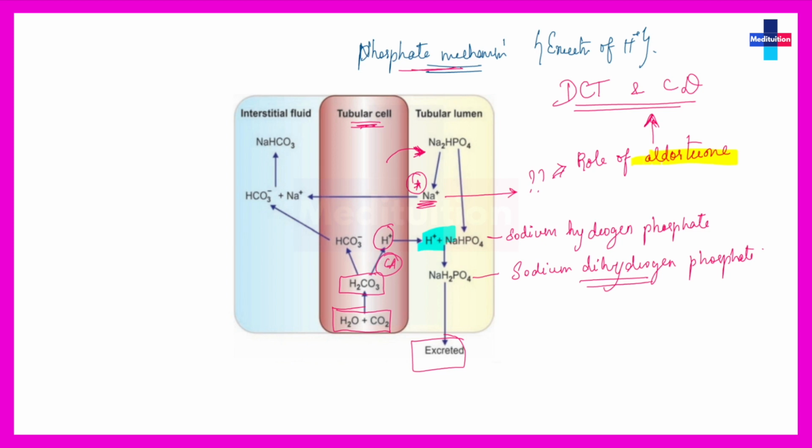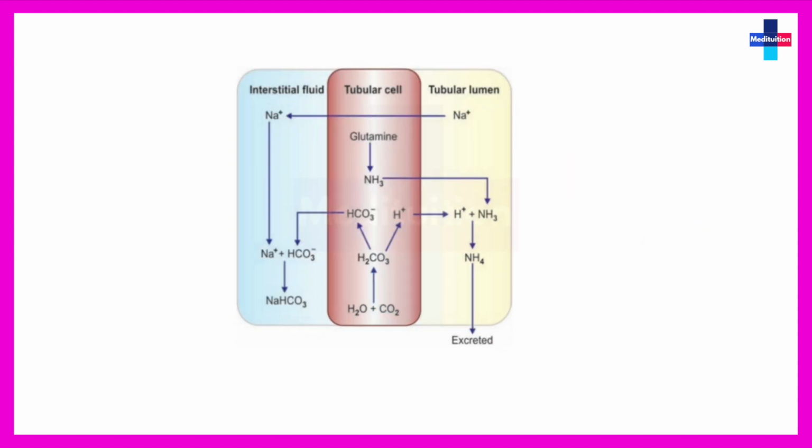But how does excretion of H plus happen? We have seen many mechanisms for removing H plus, but this is the most important mechanism for removing your H plus ions. And why your urine is acidic, the first importance should be given to this ammonia mechanism. Please remember, okay? Ammonia mechanism.